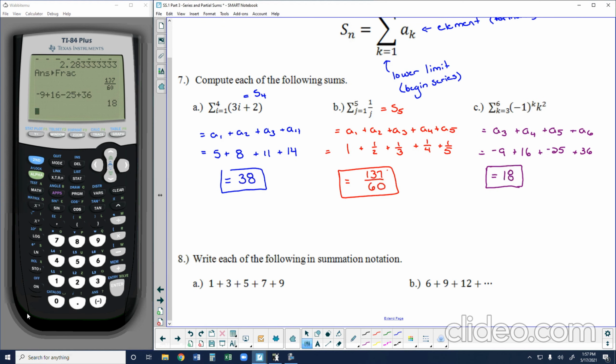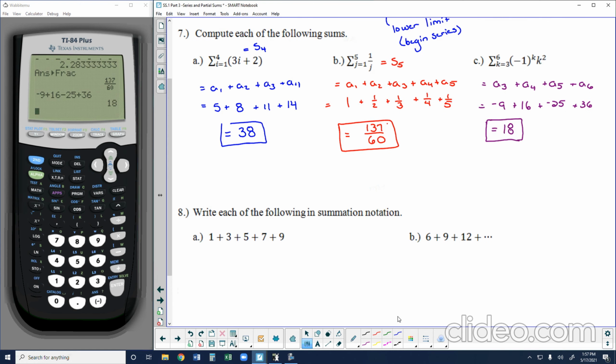Now in problem number 8, it tells us to write the following terms in summation notation. So here, we have to be a little bit creative. First, we need to identify what's occurring from one term to the next. And what I can see here is I have some odd terms, 1, 3, 5, 7, 9, and so on and so forth. Let's let this be A1, A2, A3, A4, and A5. Now I need to come up with some kind of arithmetic operation on the numbers 1, 2, 3, 4, and 5 to get those numbers shown above.